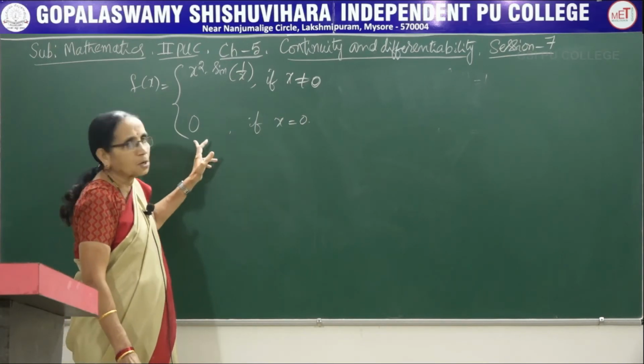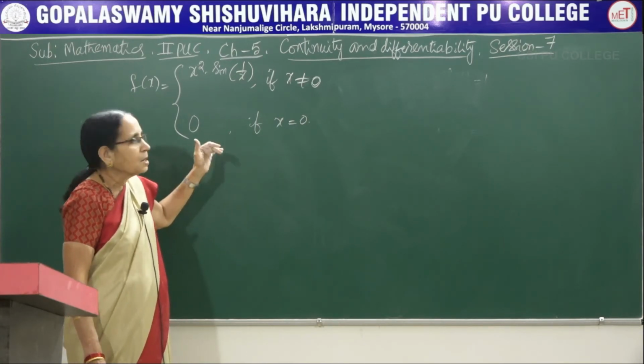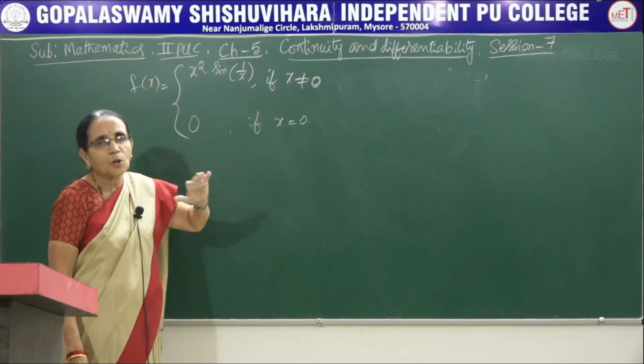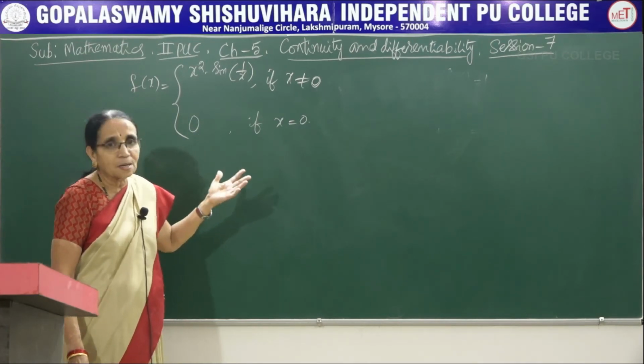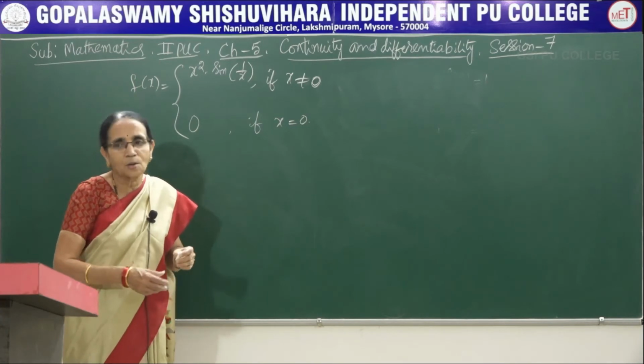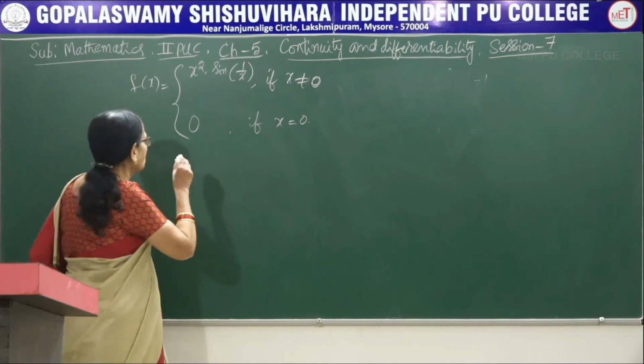Suppose the limit is also equal to 0, because the value is already given. If the limit is also equal to 0, the problem is solved. That is, we can come to the conclusion that it is a continuous function. So how do we start here?